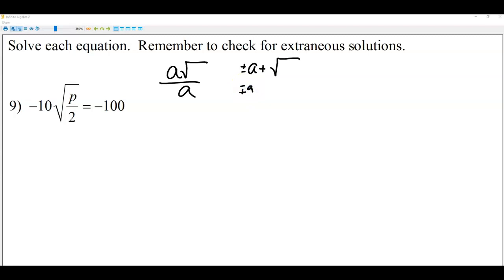Okay? The same thing can be like this instead, where they have it at the end. You're still going to do the opposite, though, to both sides of your equation. So in this case, since I have a number in front of my square root, I'm going to divide both sides by a negative 10.